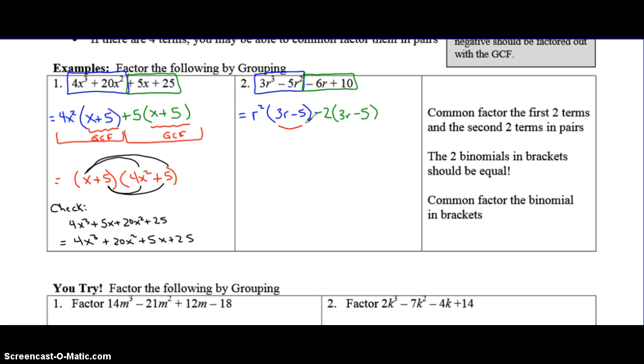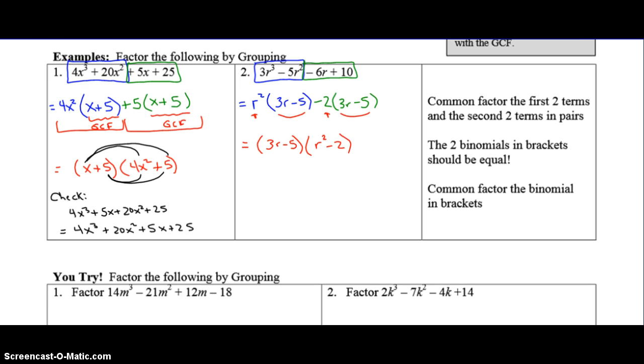Once again, the two brackets are the same. So in your answer, the first factor is 3r minus 5, and your second factor is made up of what is left over, r squared minus 2. And that's how you factor by grouping when there are 4 terms.